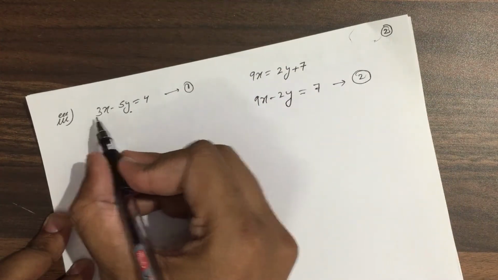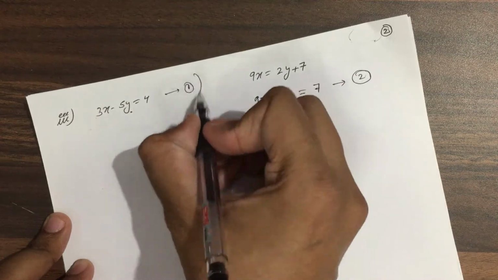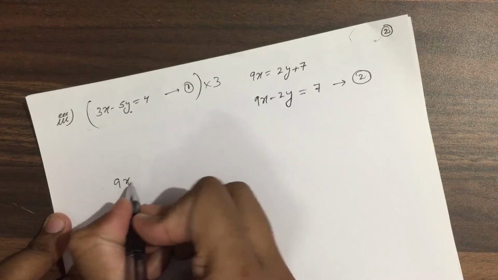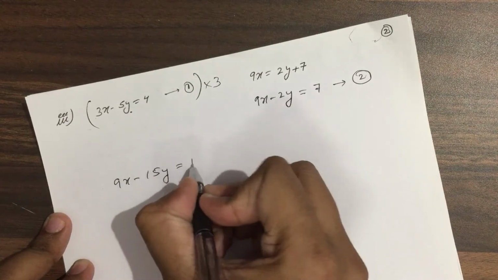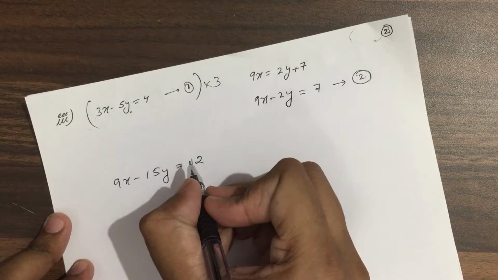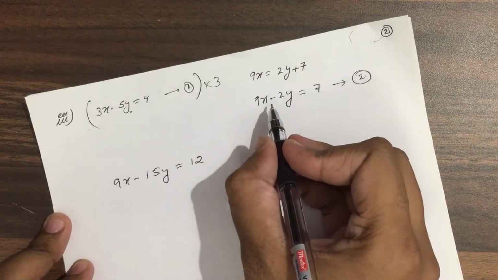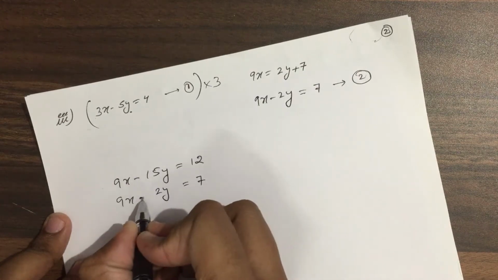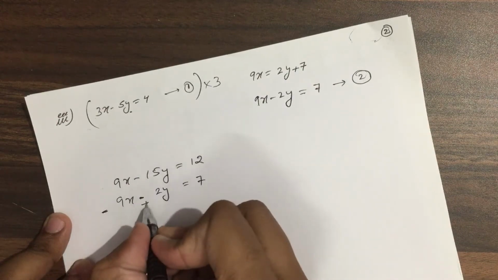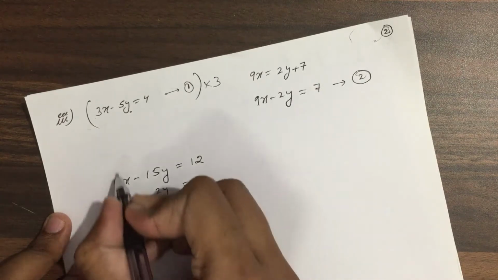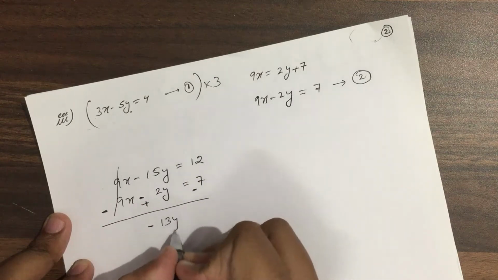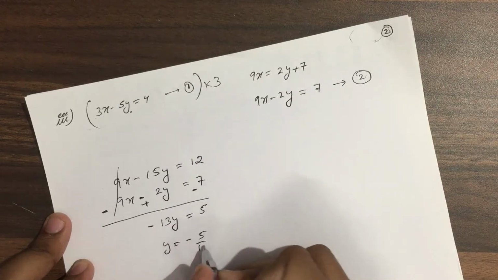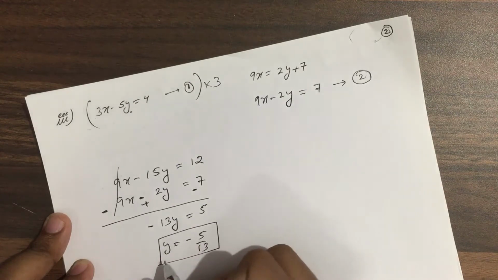So what we will do? Here the coefficient of x is 3. Here the coefficient of x is 9. So we will multiply this whole equation with 3. It will become 9x minus 15y equal to 12, and 9x minus 2y equal to 7. These have the same sign, so we will subtract, then signs will change. It will be cancelled. Minus 13y equal to 12 minus 7, which is 5. This will give you y equal to minus 5 by 13.